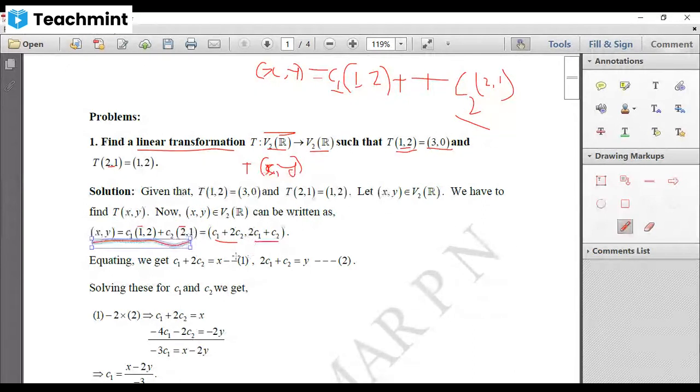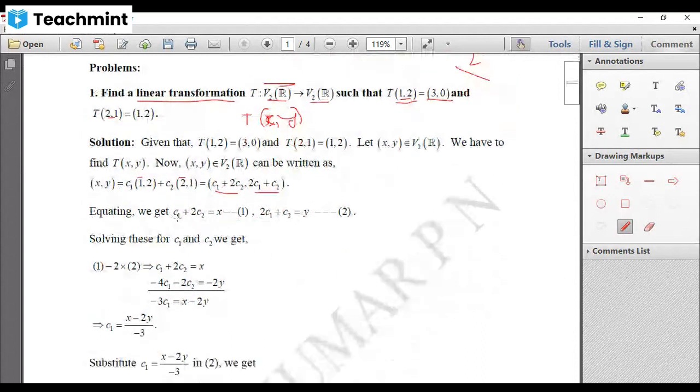Right? Now, our aim is to find C1 and C2. Compare these two, left-hand side with right-hand side. We say two ordered pairs are equal if the corresponding coordinate values are equal. Here, what is your first coordinate? x. Here, C1 plus 2C2. So C1 plus 2C2 must be equal to x. Let's call that equation 1. Then, what is the second coordinate? 2C1 plus C2 must be equal to y. Now, solve these two for finding C1 and C2.